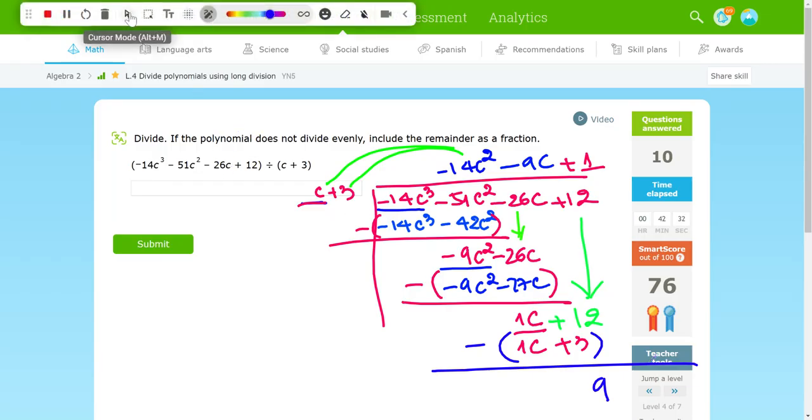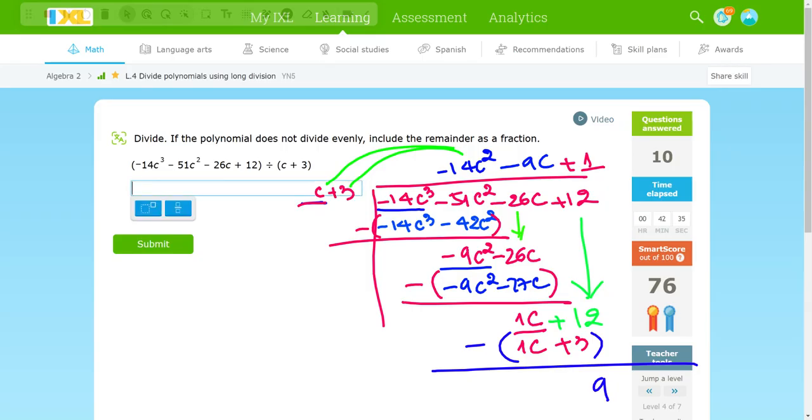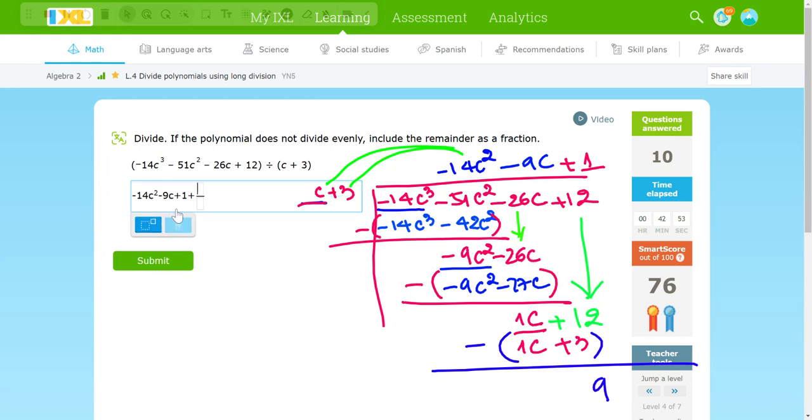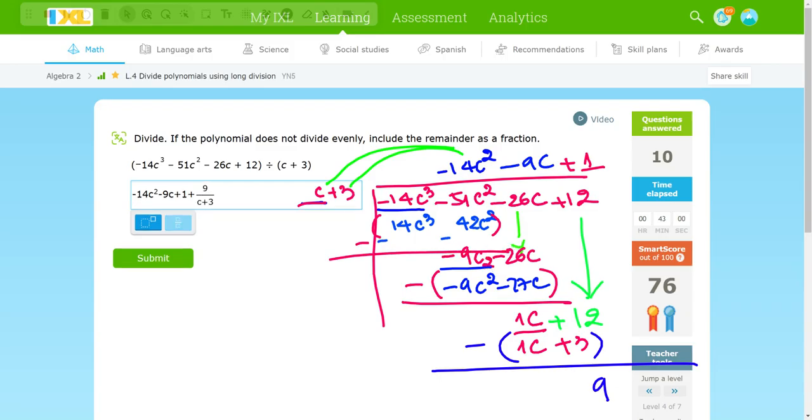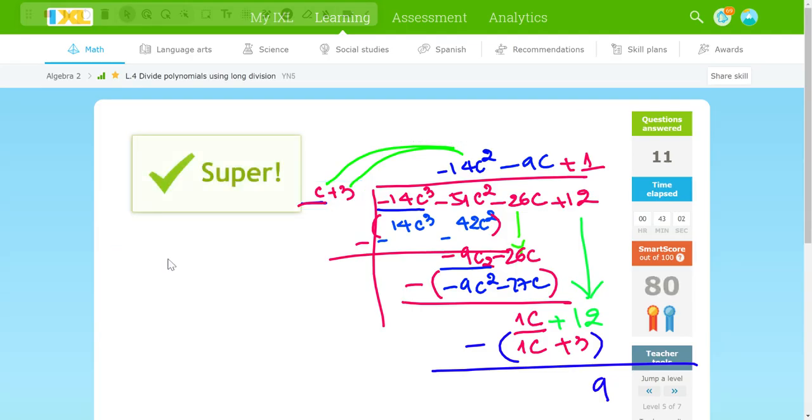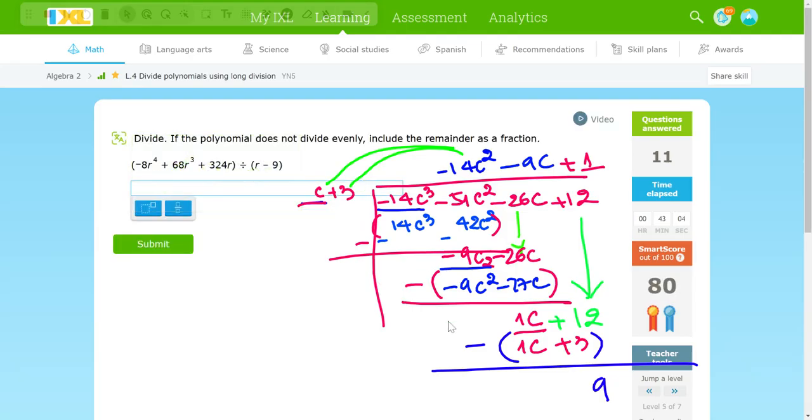All right, put it back over here. Subtract 14c squared. Move your cursor down. Subtract 9c, and then plus 1. Okay, the remainder is number 9, so I put plus, put a fraction on top. I put number 9. On the bottom should be c plus 3. All right, submit. Voila.